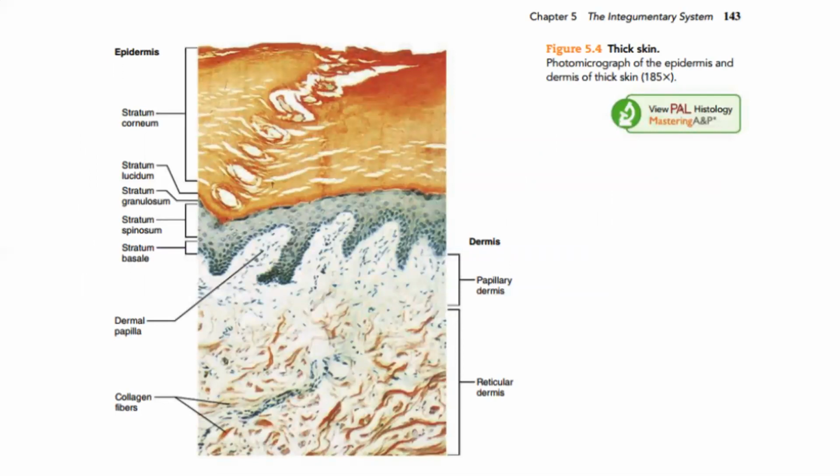This is the photomicrograph of the skin, which is showing epidermis and dermis. In the dermis, there are two layers, papillary dermis and reticular dermis. I hope you remember dermal papillae, which are trying to invade into the epidermal region. And epidermis has 5 layers, which start with stratum basale.